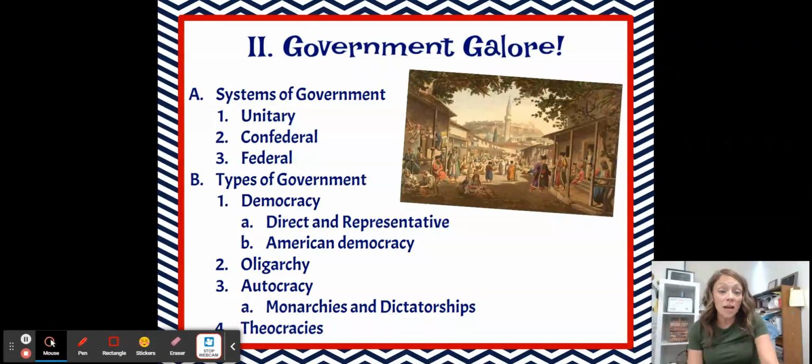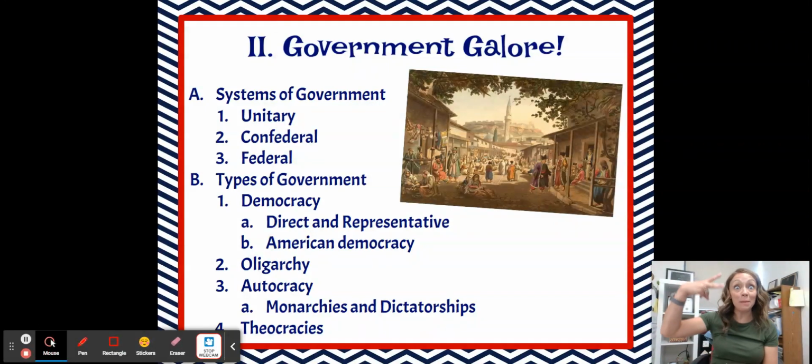Next, we've got an autocracy. And in an autocracy, one person is in charge. And there are two different types of autocracies. We've got monarchies and dictatorships. And in a dictatorship, the person who is in charge has taken power by force and holds power by force. In a monarchy, the power is inherited.